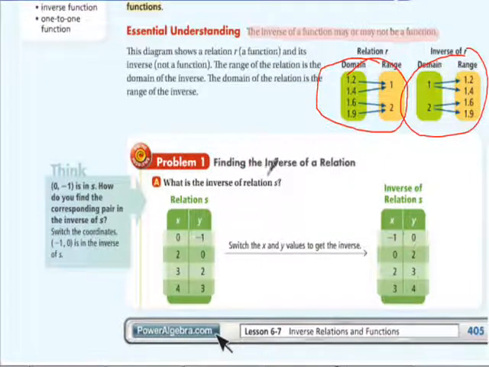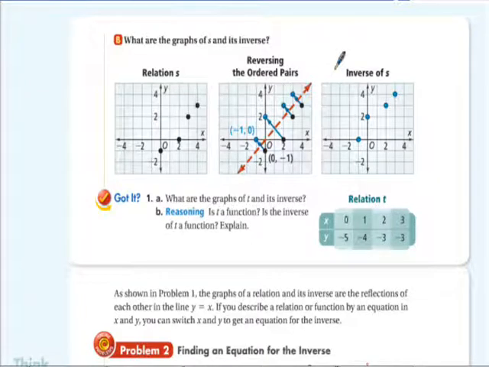Okay, so really simply, looking at problem 1, what's the inverse of relation S? All we do is switch the X's and the Y's. That's it. Really, really simple here at the beginning. Just switching the X's and Y's takes us from a relation or a function to its inverse.